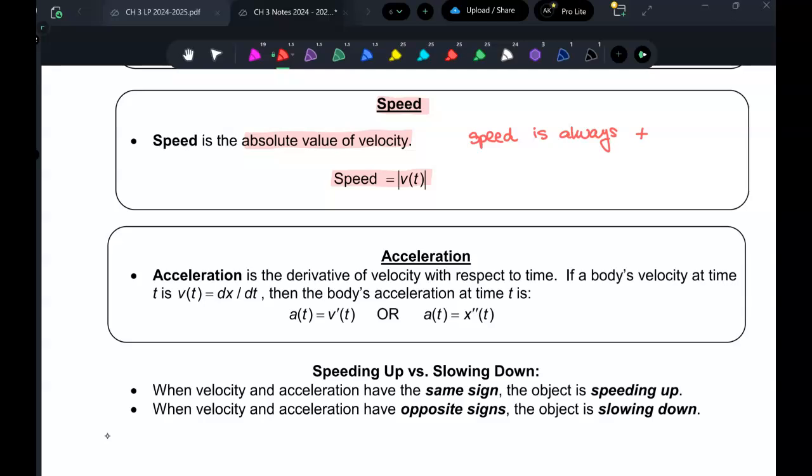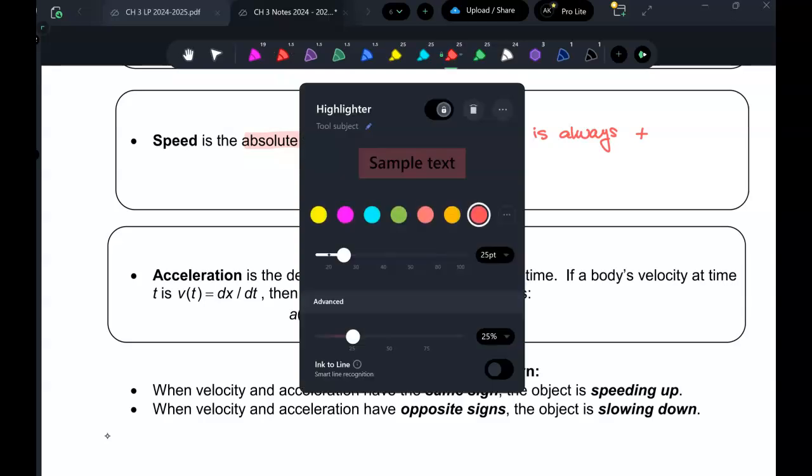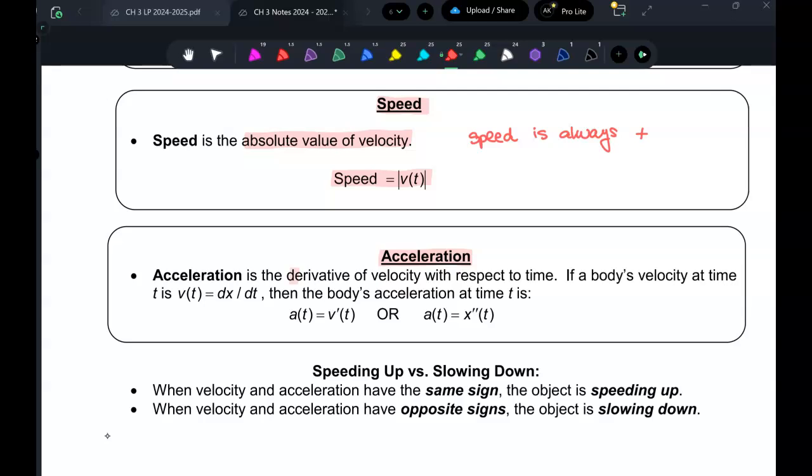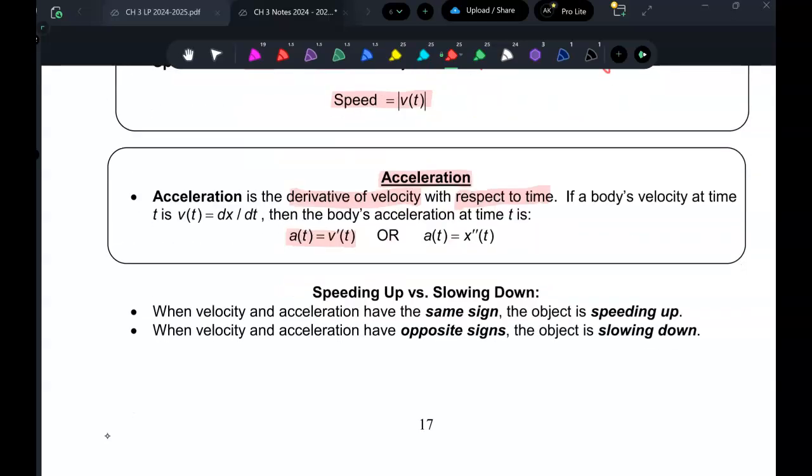Two more concepts and then we'll go through some examples. Acceleration is the instantaneous change in velocity. So this is the derivative of velocity, again, with respect to time. Acceleration is the derivative of velocity, or the second derivative of the position function.